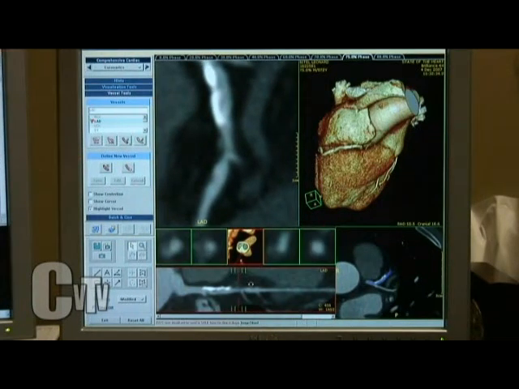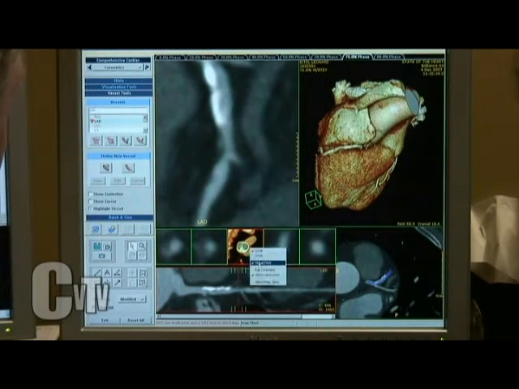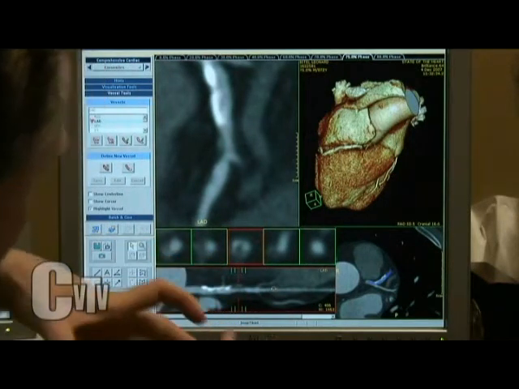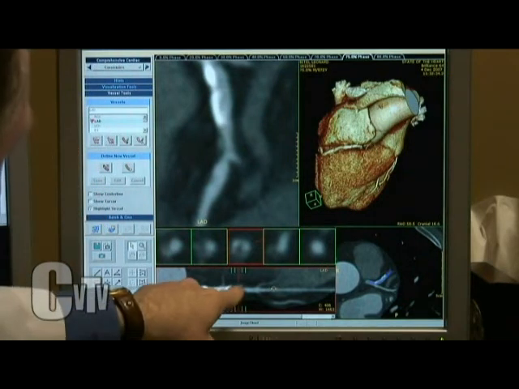Wow. Now the other thing that we can see here, and I'm going to turn this off here for a moment, is that remember that this whole blood vessel literally expands and gets bigger, and that's what we're seeing here.